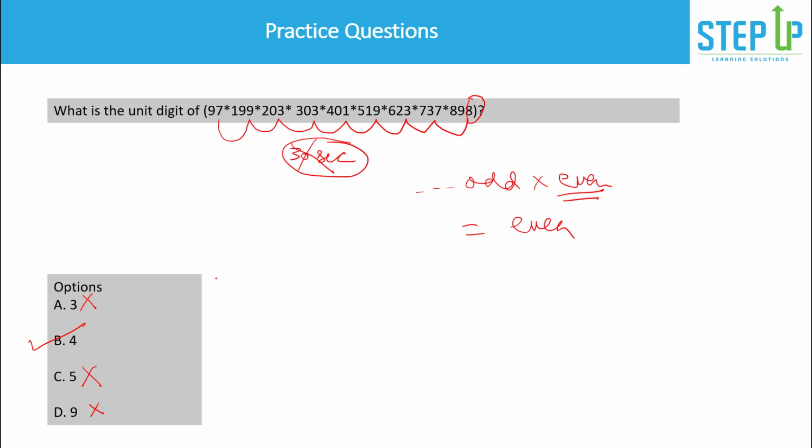So we have to be smart about observing the numbers and what is getting multiplied into what, so that you save your time, because even 30 seconds versus 10 seconds, there's a saving of 20 seconds. So we just need to be careful about that.